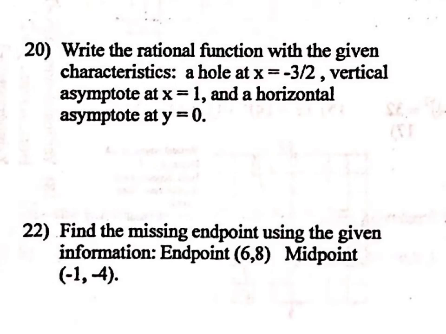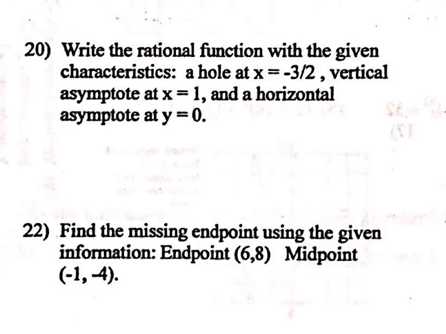All right, the next example is problem 20, and we have to write a rational function with the given characteristics: a hole at x equals negative 3 over 2, vertical asymptote at x equals 1, and a horizontal asymptote at y equals 0. All right, so these are our clues. If we have a hole at x equals negative 3 over 2, that means I have some factor that gives me x equals negative 3 over 2 when I solve for x.